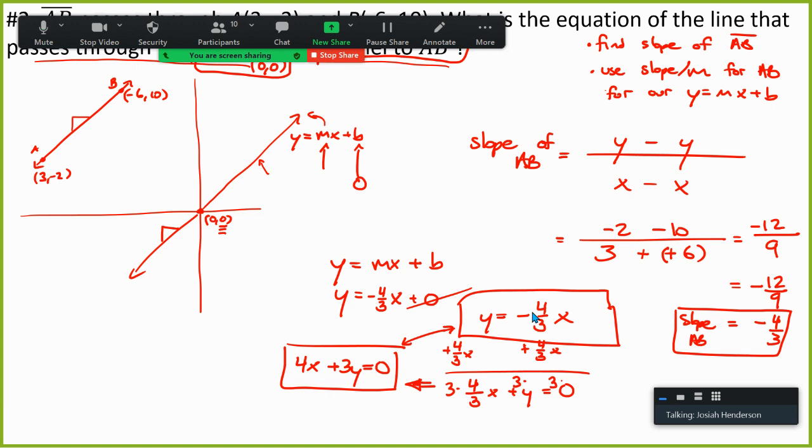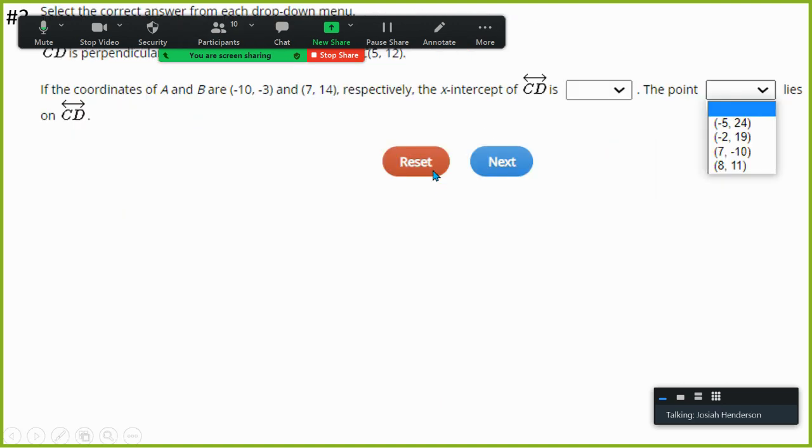Okay. So again, it was mostly conceptual, and finding slope was all we had to do, and then put it in our equation, our formula for a line. All right, no questions. Number 3.